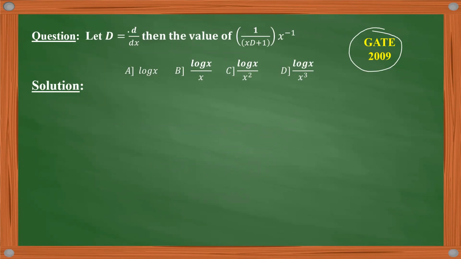Let D be equal to d by dx, which we already know is a differentiation operator. Then we need to find the value of this operator again, that is 1 by (xD plus 1) into x to the power minus 1. So we just need to find the value of this term. We don't need to solve any kind of linear differential equation here.